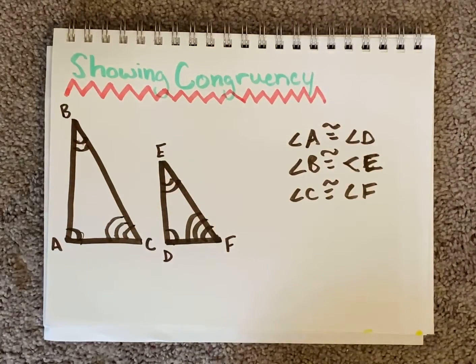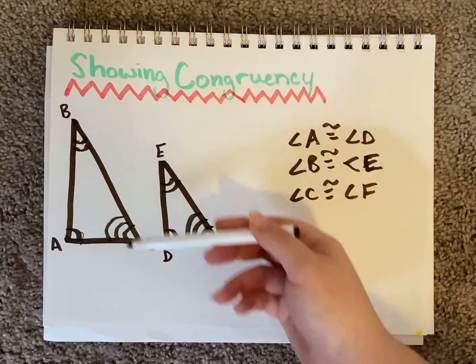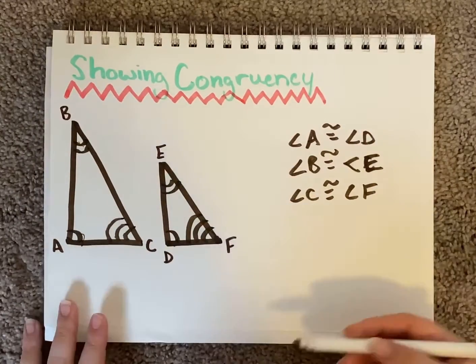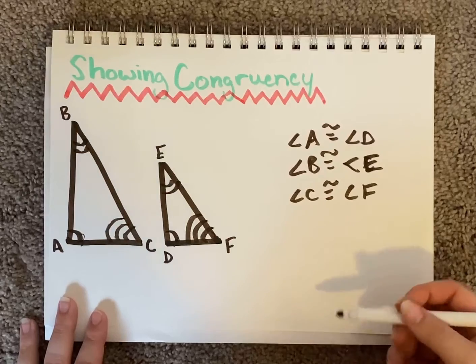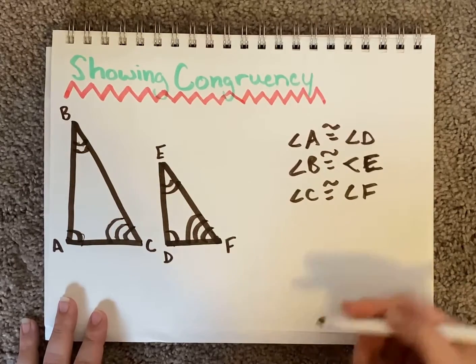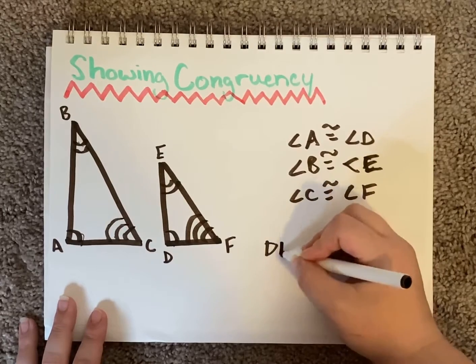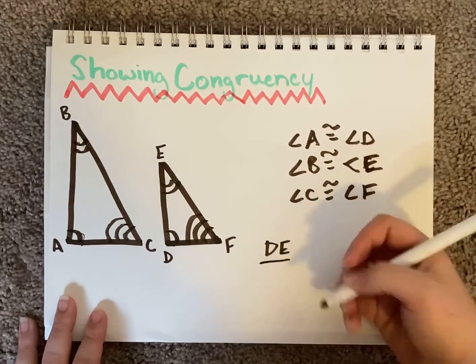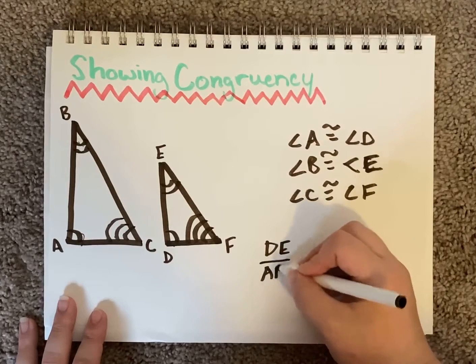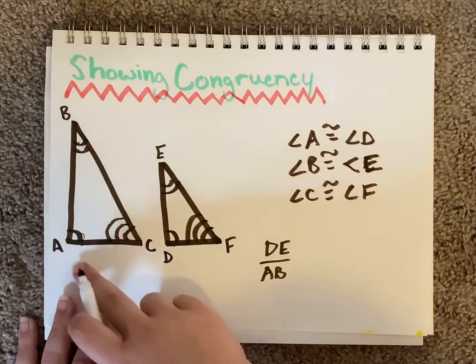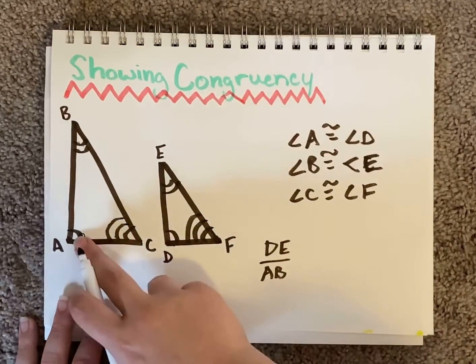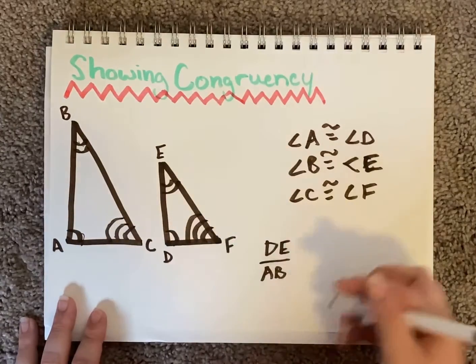Now we're trying to show congruency. If something is congruent, that means that all three sides and all three angles are going to be equal. We've already shown how all three angles are equal. Now we're going to show the sides. If we want to show how the sides correspond to each other, here's an example. Side DE would be equal to side AB, so DE's side would be the same as side AB.